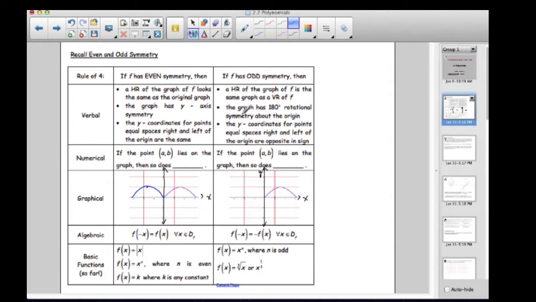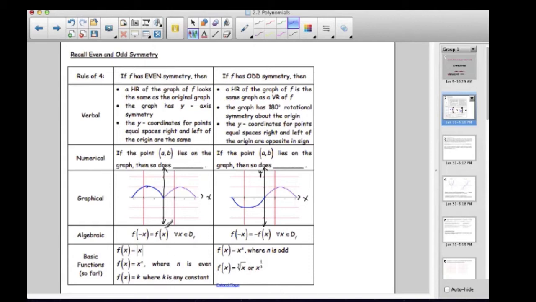Meanwhile, in the odd symmetry case, verbally, the graph has 180 degrees rotational symmetry about the origin, or the y-coordinates for points equal spaces right and left are opposite in sign. So if we go right a bit, up a bit, we go left that amount and down. And so over here we would have a graph that looks like this in order for the function to have odd symmetry.